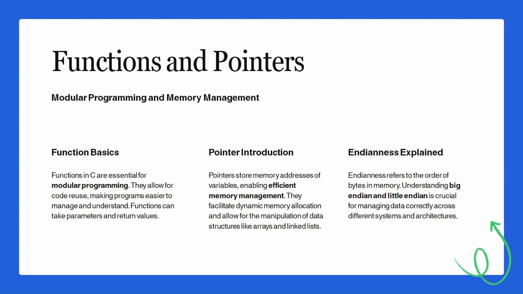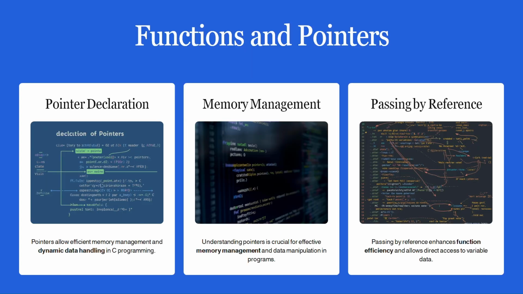Third one is the endianness. Explain: endianness refers to the order of the bytes in memory. Understanding big endian and little endian is crucial for managing data correctly across different systems and architectures. The next one is about functions and pointers, the pointer declaration. Pointer declaration allows efficient memory management and dynamic data handling in C programming.